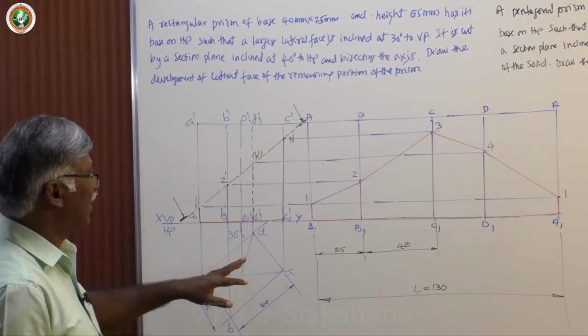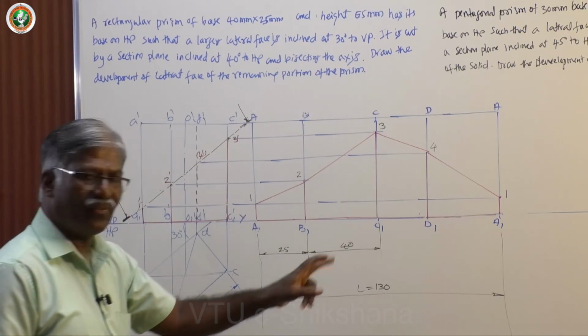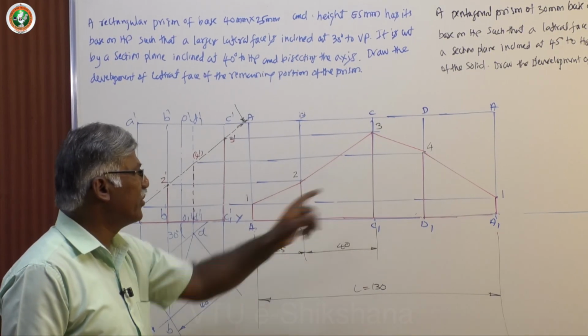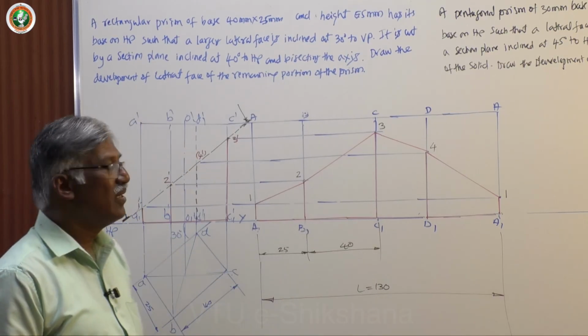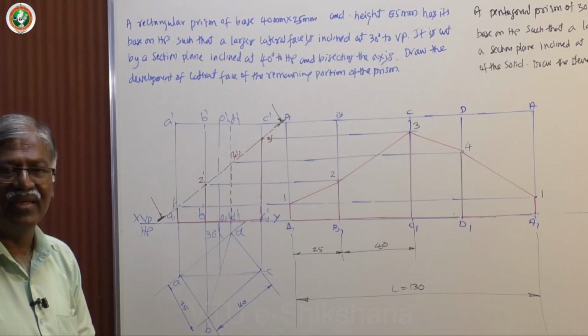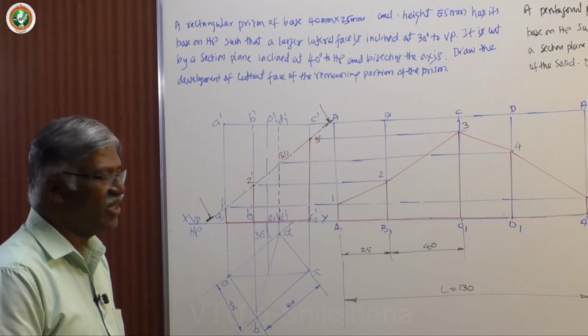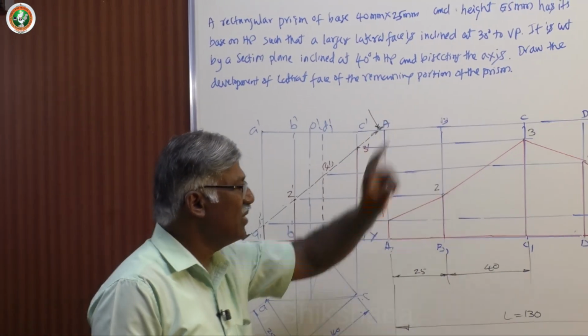Now let me see what are left. So we have done this complete development with 25, 40, 24 alternately and named all the intersection points and darkened the remaining portion of the solid including all edges. So that's all about the final solution of the lateral portion of the remaining portion of the prism.